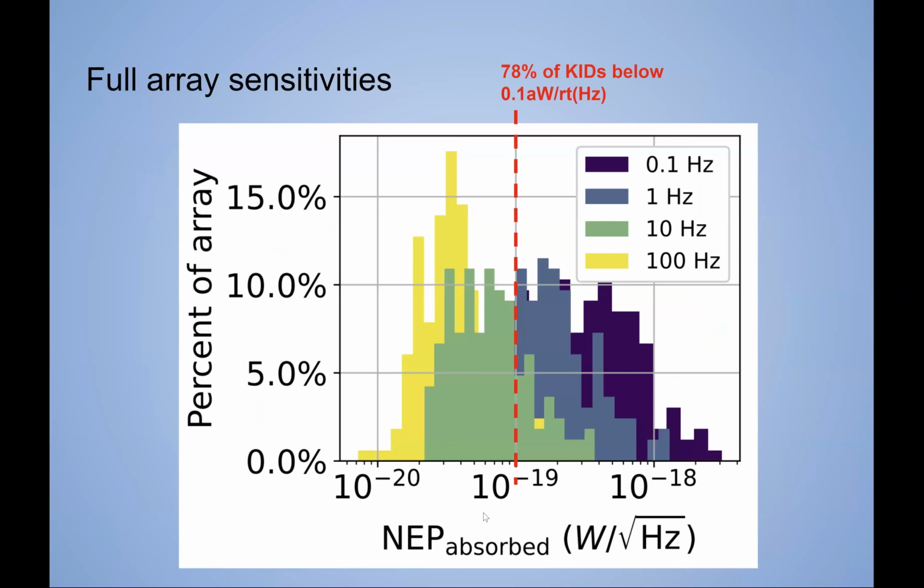And yeah, the final upshot of all this is that the best result we have at Caltech to date is 78% of KIDs below this noise threshold, which we're getting there. It's close.